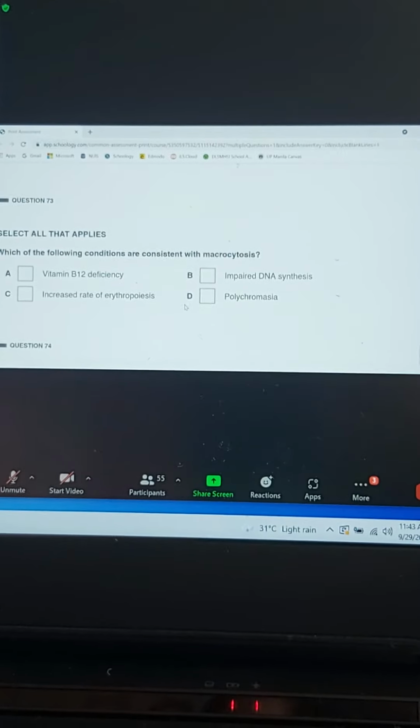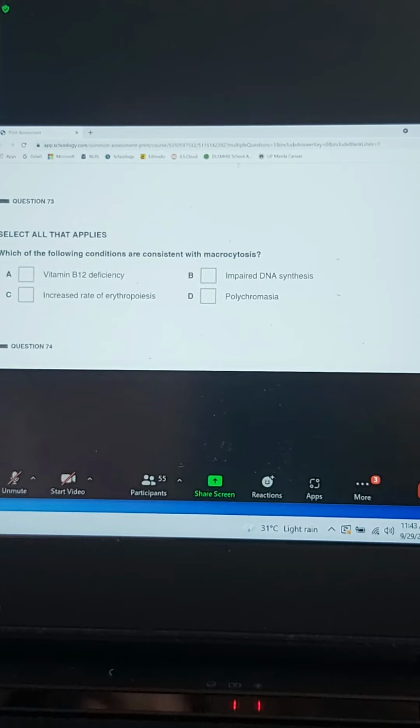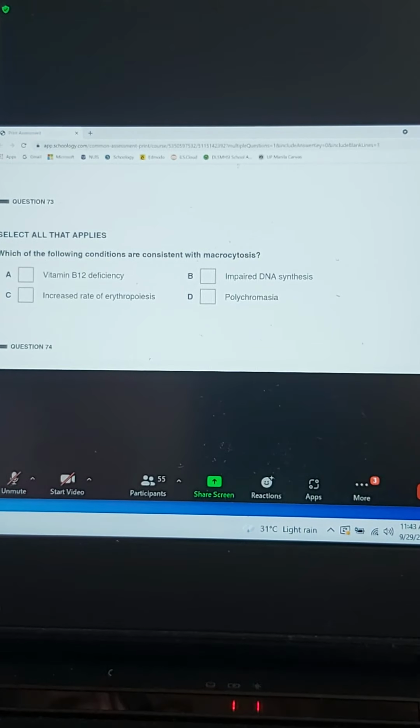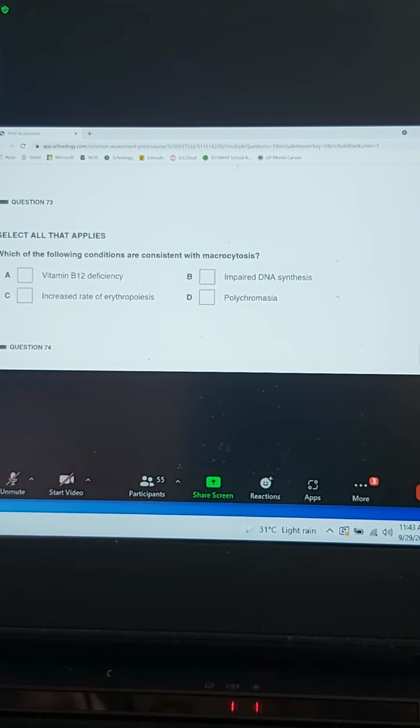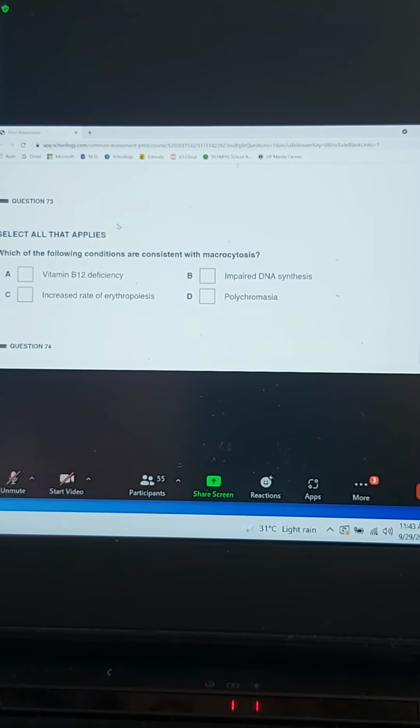How about letter C and D? Kasali din. Ayun po sa microcytosis pala. Kasama din siya. Kasi pag sinabi kasing macrocytosis, we're just referring to the cell size, di ba? Hindi naman natin dinidetermine kung pathologic or not. Ang mga macrocytes pwedeng pathologic or pwedeng physiologic.